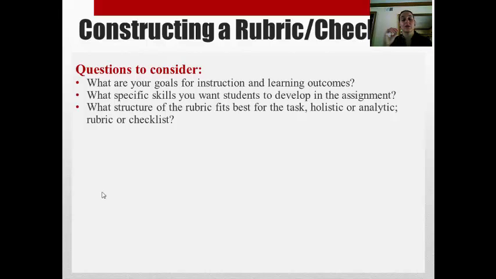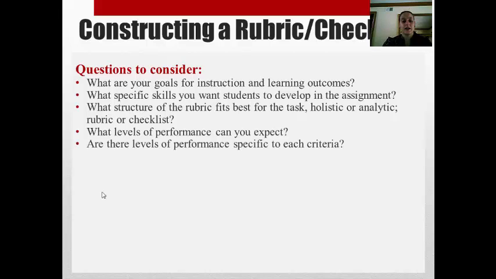Thinking about what we talked about, simplicity versus complexity. Also, the levels of performance that you can expect. If you feel like there might be a lot of variation across your students, if you have English language learners that are at different proficiency levels, then you most likely want to go with analytic, because it gives you more flexibility in coming up with a profile of a student that is weaker or stronger in one area or another. What levels of performance can you expect? Are there levels of performance specific to each criteria?